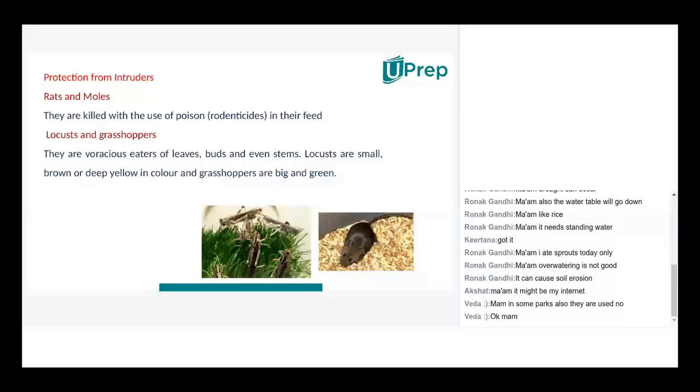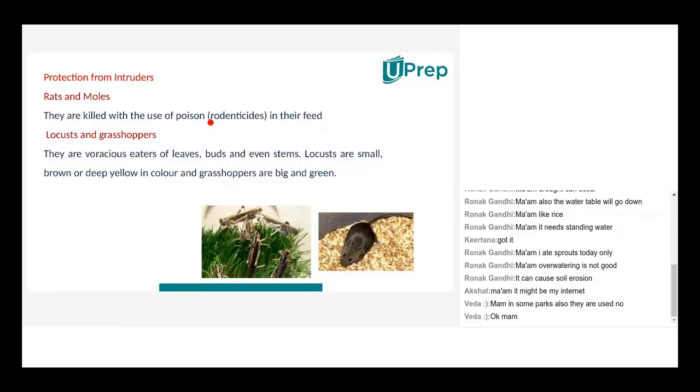Correct. So basically rats and moles are very dangerous because you really can't see them. These rodents are very quick, and mostly they dig burrows and are found under the soil. So how to hunt them and how to kill them? They are very fond of grains. Once the grain season is on, they'll come.